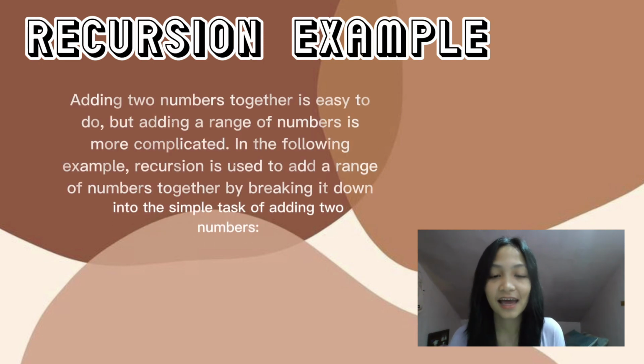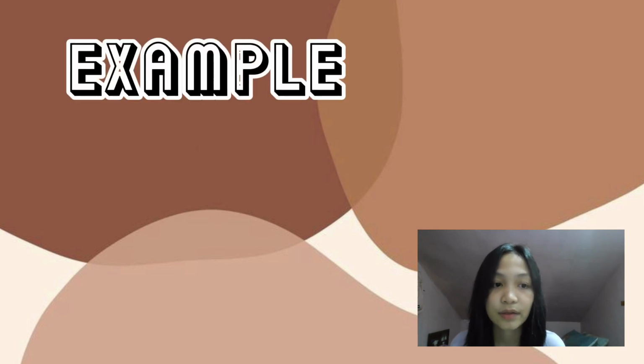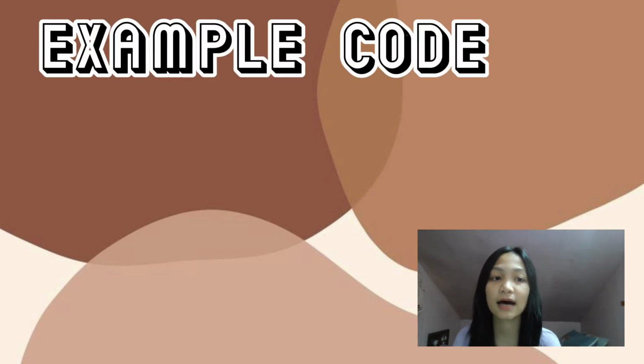Adding two numbers together is easy to do, but adding a range of numbers is more complicated. In the following example, recursion is used to add a range of numbers together by breaking it into the simple task of adding two numbers. For example, we will use recursion to add all of the numbers up to 10. So this is the example code.